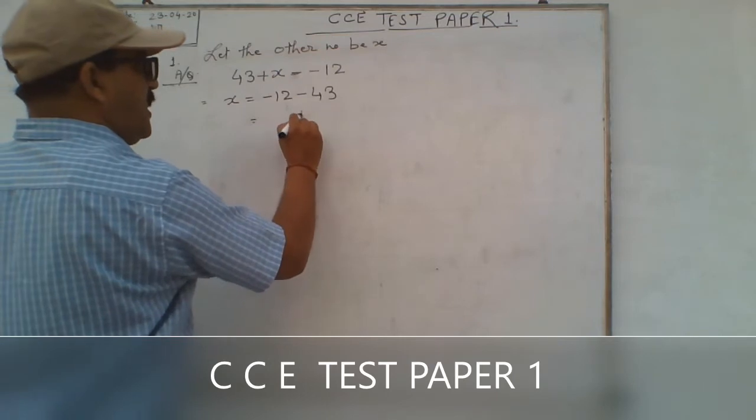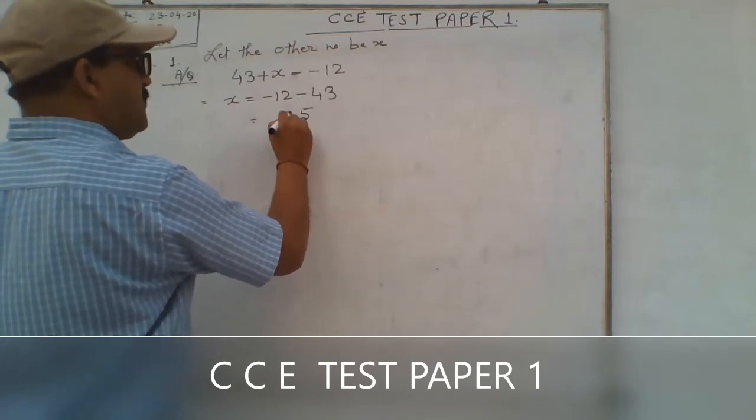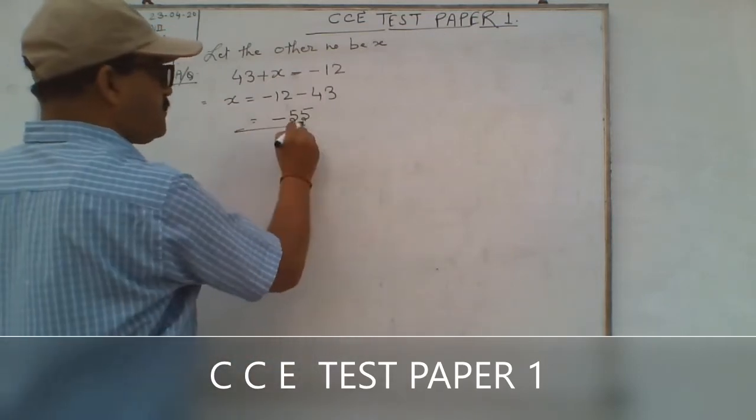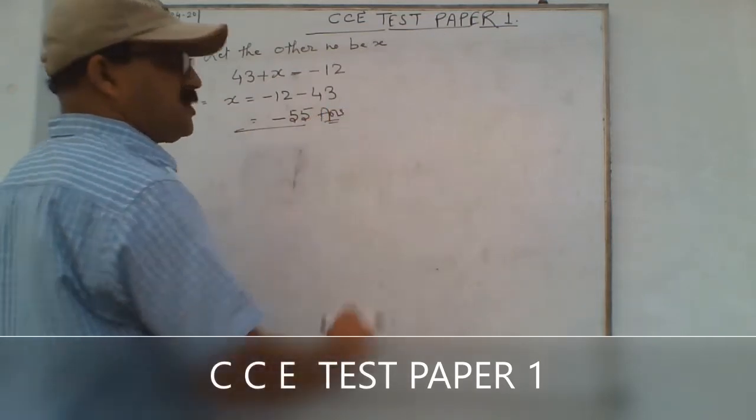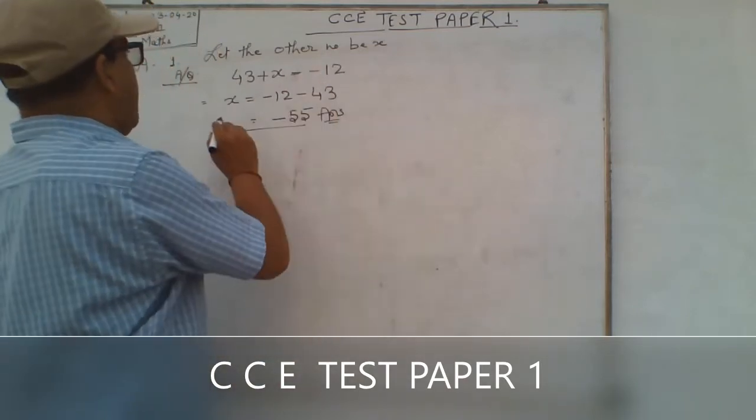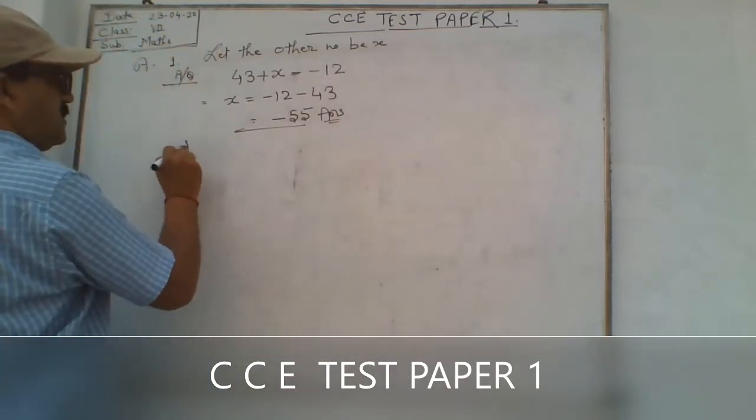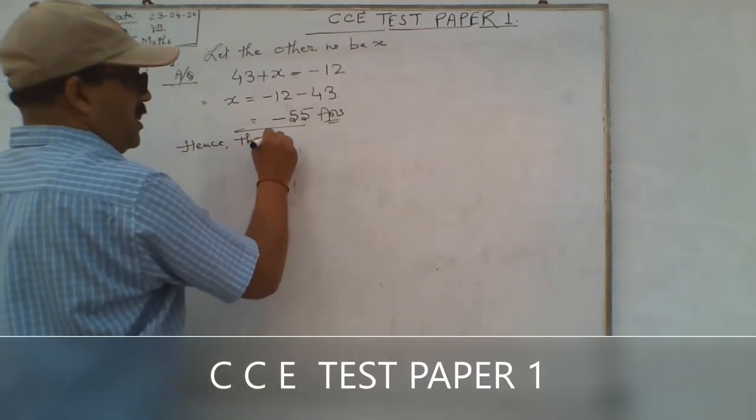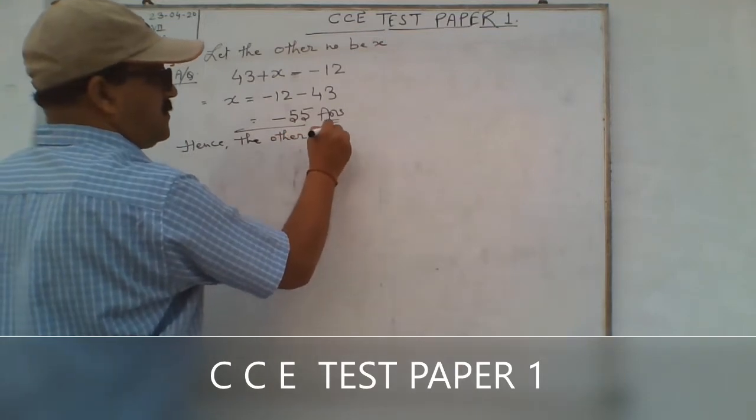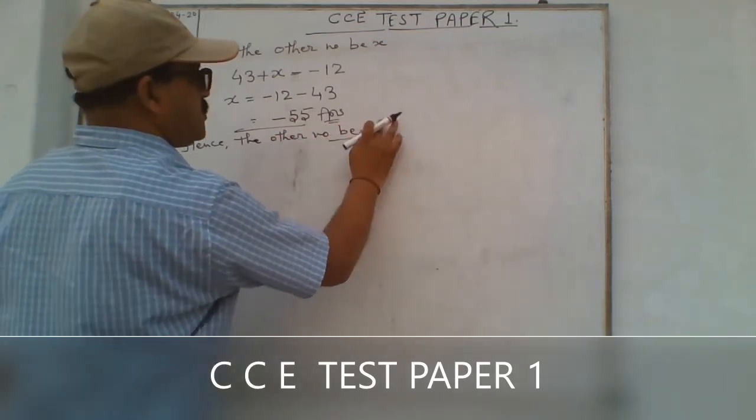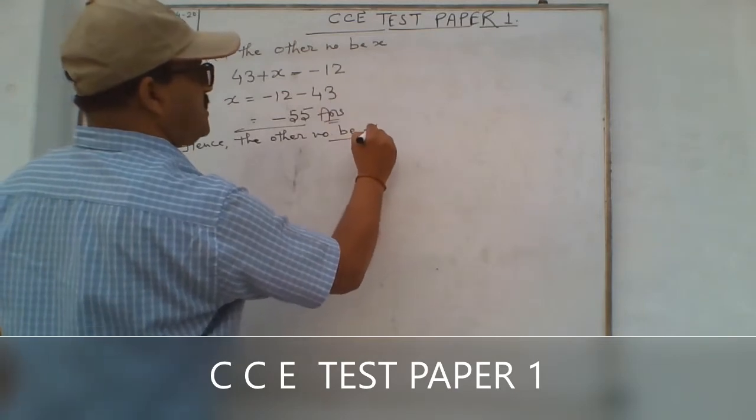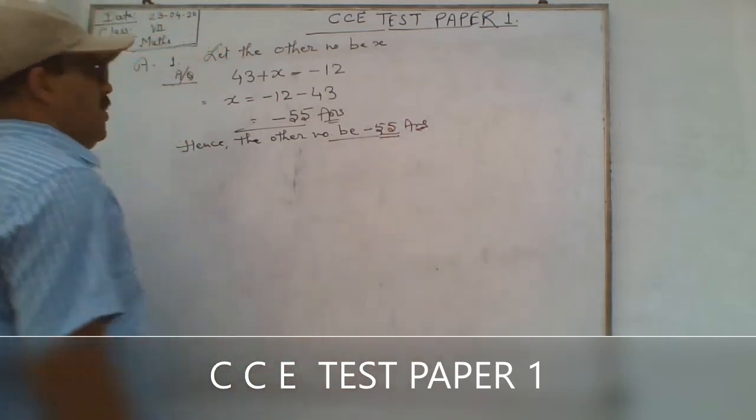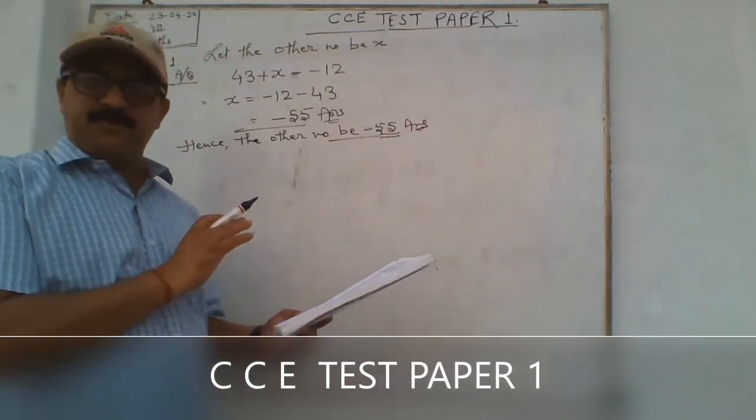3 plus 2, 5, and 4 plus 1, 5. The negative sign will remain here. This is the answer. Hence, the other number is, sorry, minus 55. This is your answer. Hope it is very easy for you.